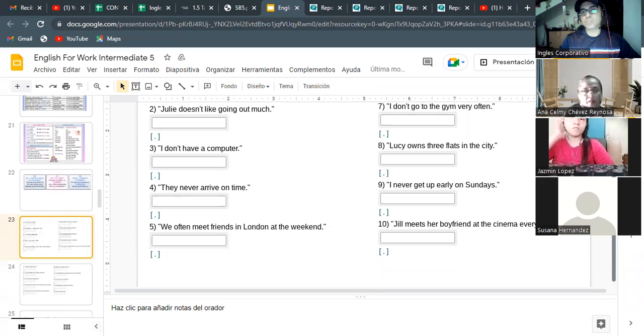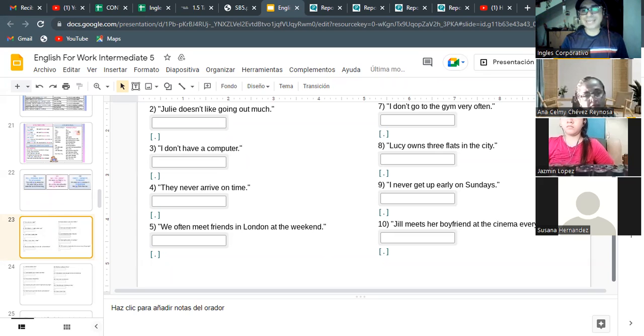Okay, number eight. Lucy owns 3 flats in the city. That is a fact. That is a general truth. So how is it going to be? I don't remember this own. Own is when you are the owner, when you have something. It's a possession thing. And flats in England is like an apartment. So how is it going to be? She said that Lucy owns 3 flats in the city. That is it. It's the general truth.